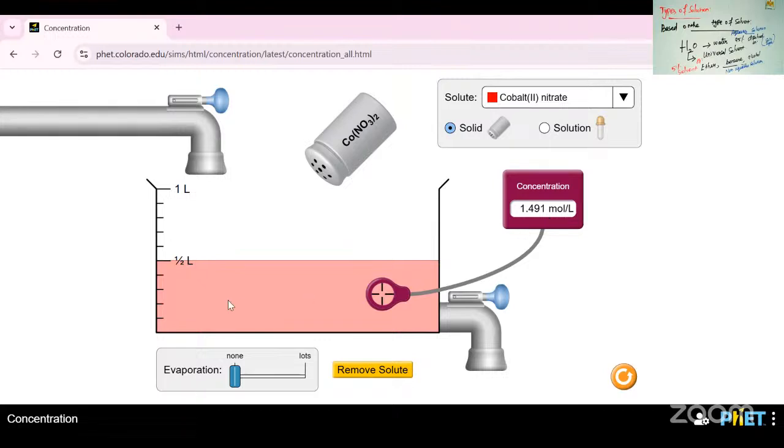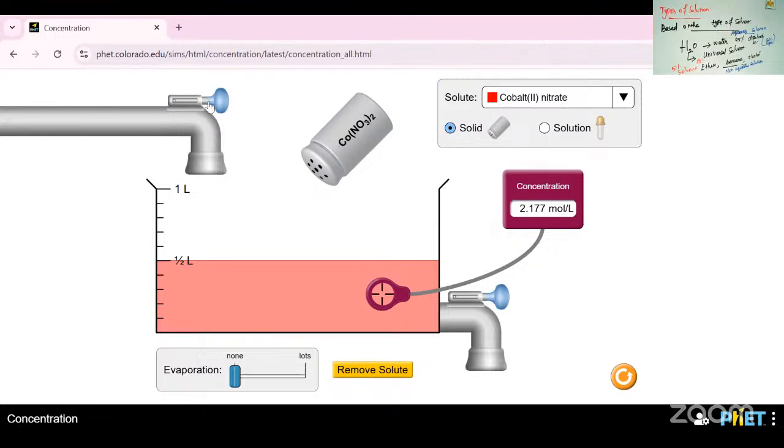1.491 is the concentration of the solution. So, now I am going to add some amount of solute. Look here. Yes, the concentration is increased because I added some amount of solute. So, the concentration of the solution also increased.